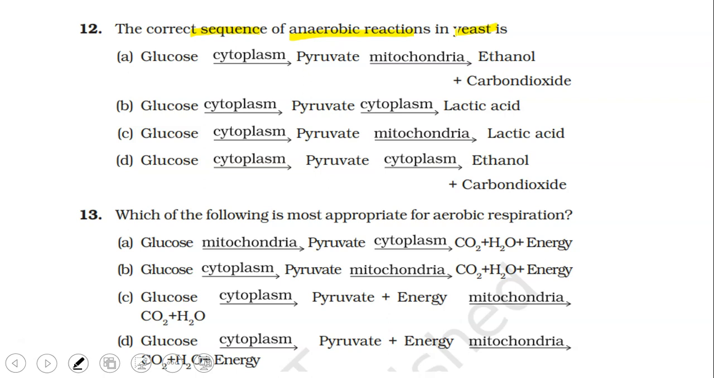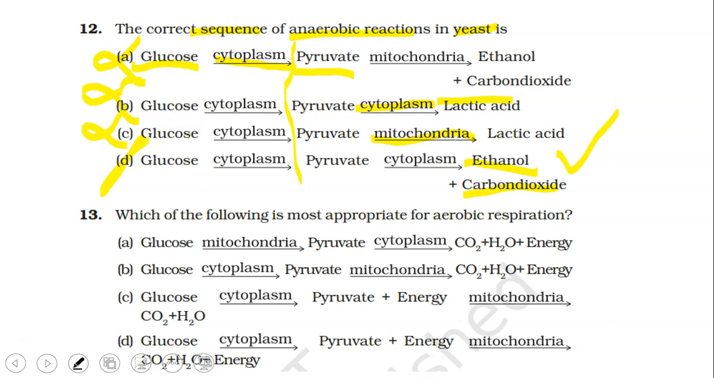We see here that all the options begin with glucose breaking down into pyruvate in the cytoplasm, so we can just ignore that. We have to start from here. Option A mentions that pyruvate breaks down in the mitochondria to ethanol and carbon dioxide. This is false. It is in the cytoplasm. Option B, pyruvate breaks down in the cytoplasm to lactic acid. This is false. Lactic acid is only formed from pyruvate in muscle cells. Option C, pyruvate in mitochondria. This is again false. Option D, pyruvate breaks down in the cytoplasm to ethanol and carbon dioxide. As I mentioned, this is true. So the option is D.